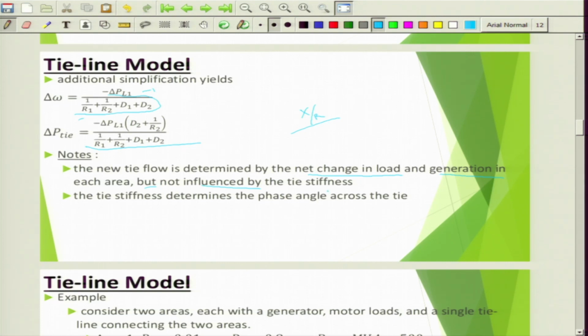So this is happening by the net change in load and generation in each area. That's it. The generation in each area is dependent upon the droop coefficients. Because of droop coefficients only the power flow is happening, right. So the tie stiffness determines the phase angle across the tie line only.